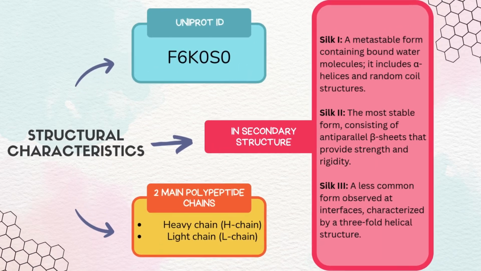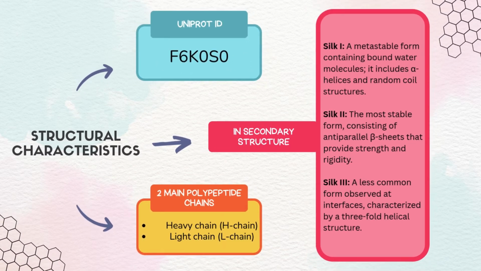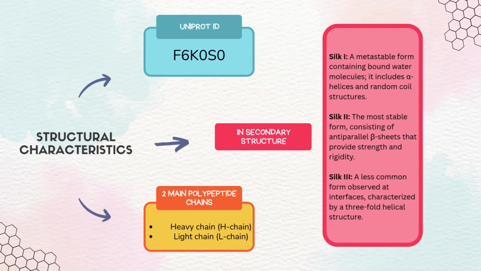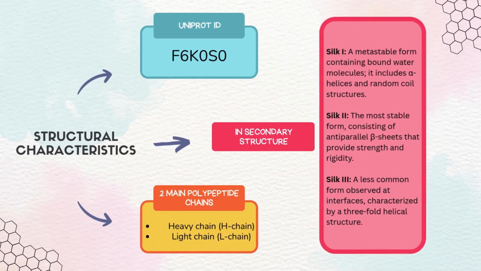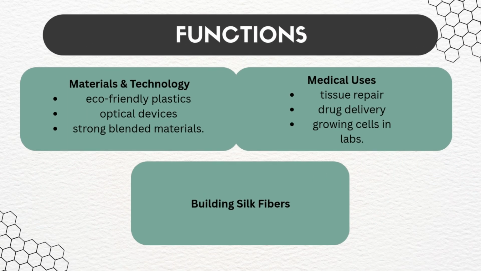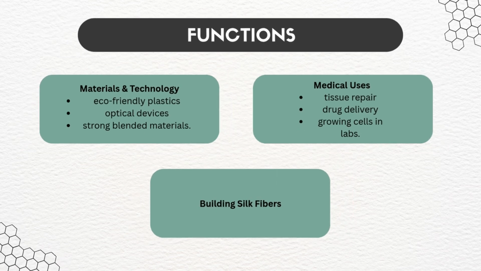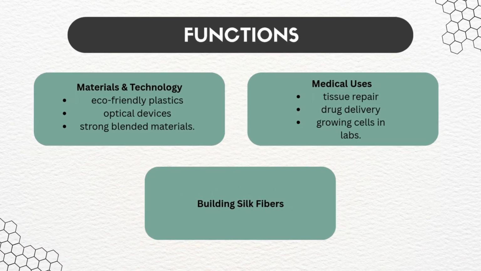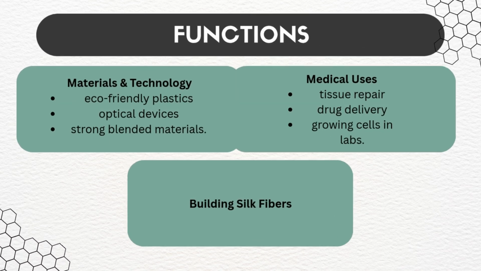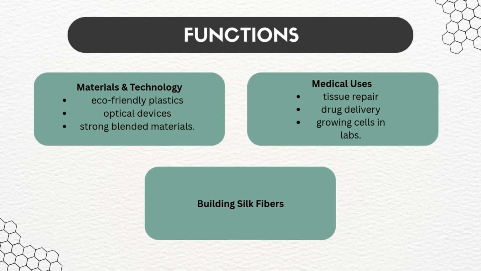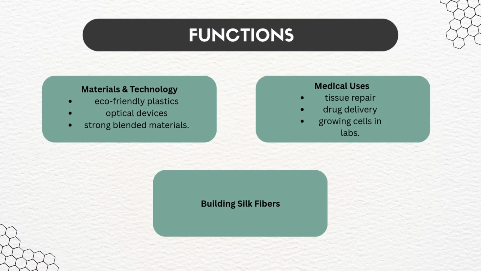It consists of 2 main polypeptide chains, which are the heavy chain and light chain. In secondary structures, silk fibroin exhibits multiple crystalline forms, such as Silk I, Silk II, and Silk III. Silk fibroin is important in building silk fibers because it gives the silk strength and flexibility to help silkworms make strong and durable cocoons.